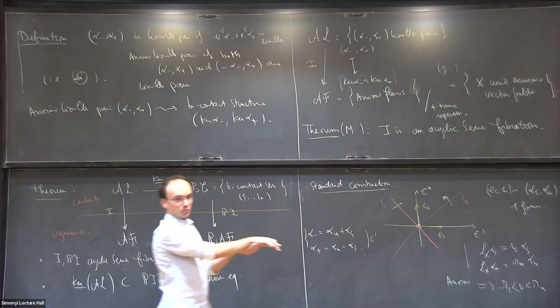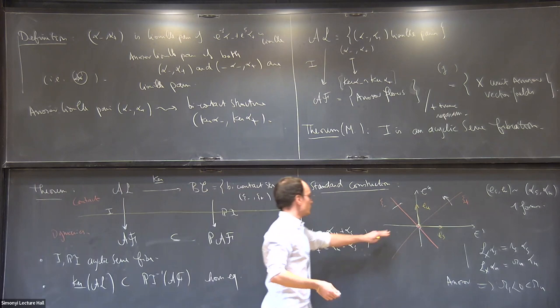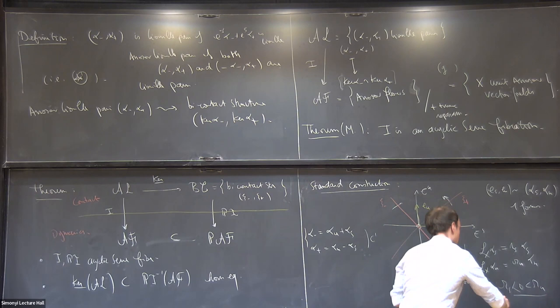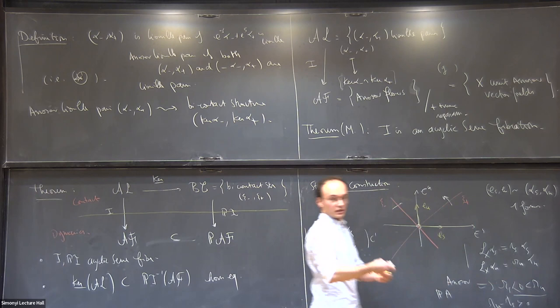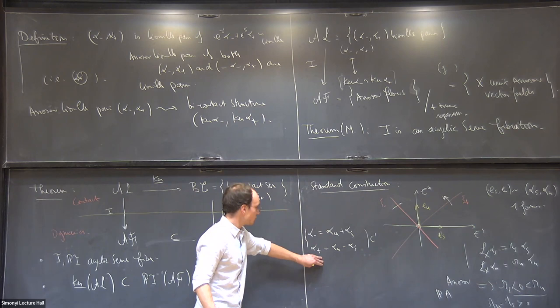Well, for the projectively Anosov case, the picture is the same. But for projectively Anosov, we don't have these inequalities here. You only have R_U minus R_S positive, but R_S and R_U don't necessarily have a sign. That's going to give you contact forms, but not necessarily satisfying these conditions.